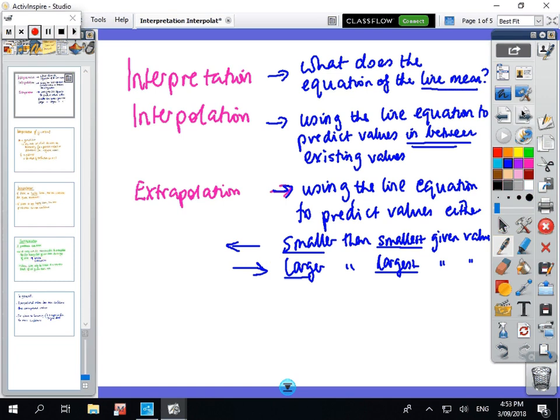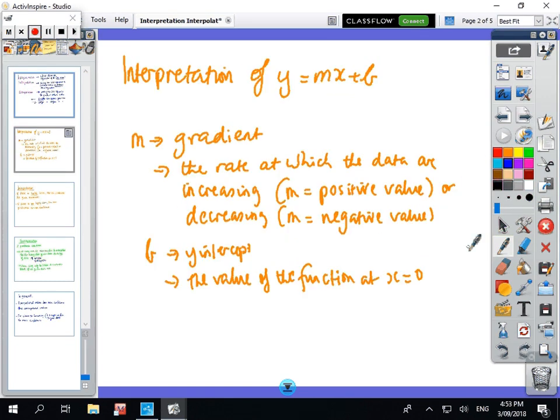So copy that and come across. So, interpretation of the line y equals mx plus b, and we know that m equals the gradient, and the gradient is the rate at which the data is increasing. So y equals 2x plus 5: the data is changing by a factor of 2, and then we're adding 5.